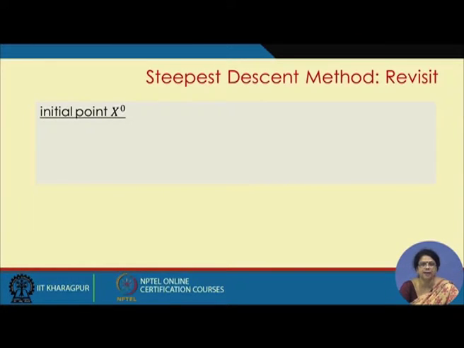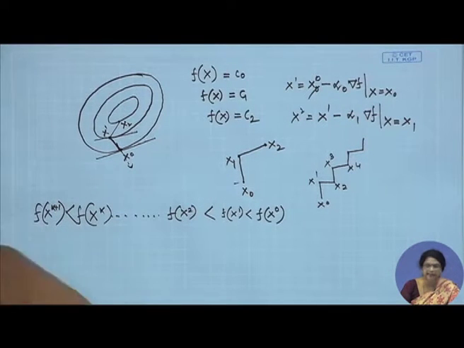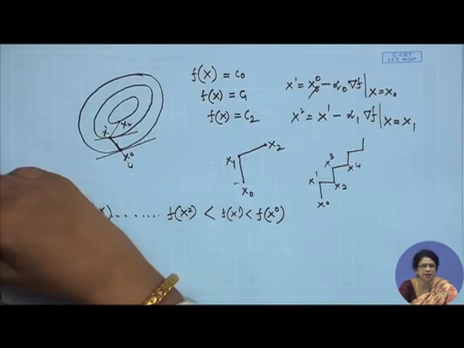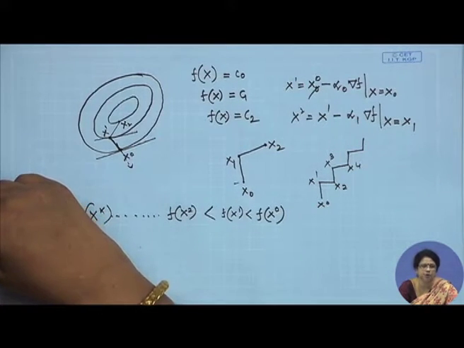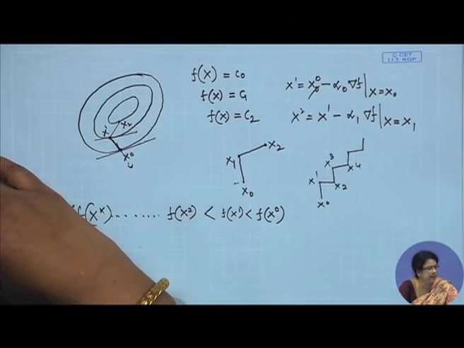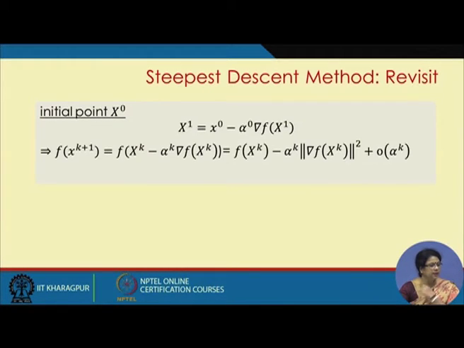As I said, my initial point is x0. What are we going to prove? We are going to prove that f(x_{k+1}) is less than f(x_k), where k is the kth iteration and k+1 is the next iteration, and this is the minimization problem we are considering. That is why if it is x0, x1 would be this way, and x_{k+1} would be x_k minus alpha_k grad of f(x_k).